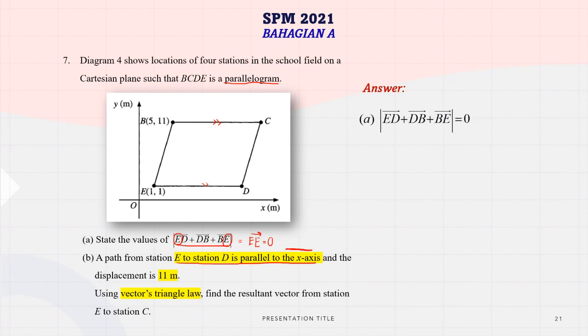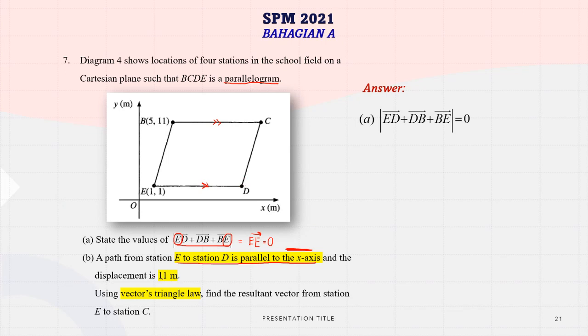Like this only. So meaning that there is no change in the y coordinate, or in vector j. So it just moves there, meaning that the j component will be 0. And the displacement, from E to D, it moves to that side only, it doesn't move up or down.